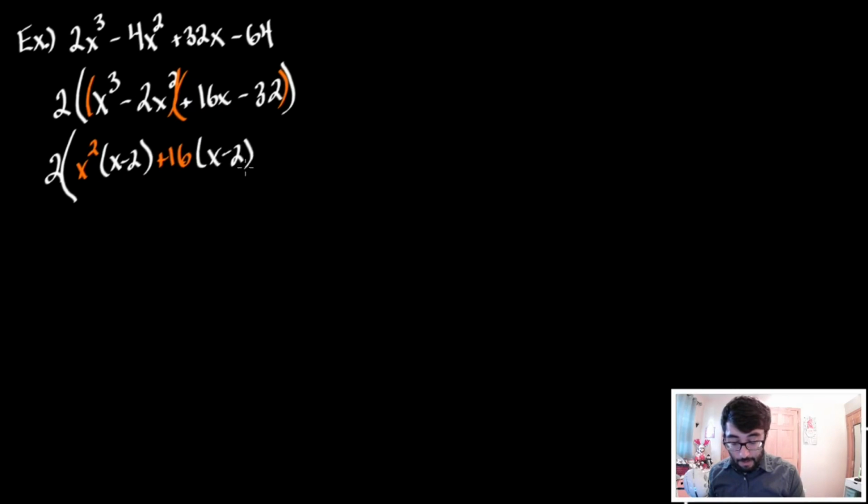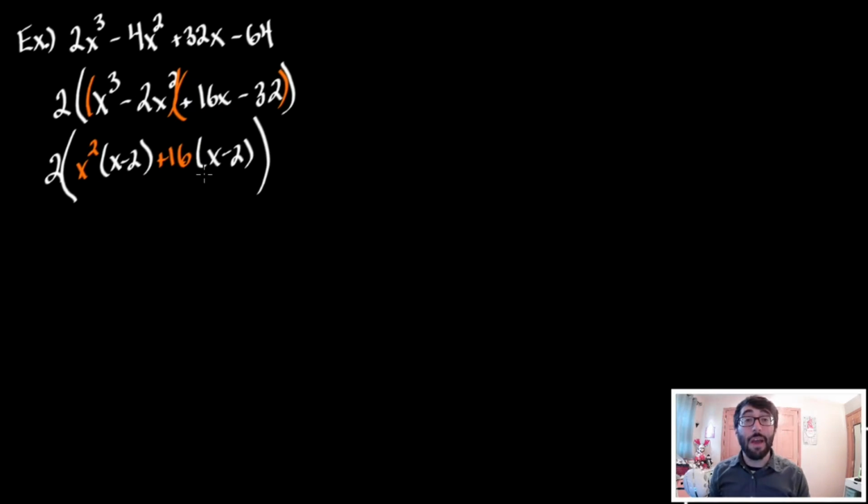But now we can factor by grouping, so I'm going to go ahead and group my first two terms here and my last two terms here, and I'm going to factor by grouping. So this 2 is just going to stay out in front, and we can factor out in our first group here an x squared. So when I factor out an x squared, that leaves me with x squared times x minus 2. And in the second group here, I can factor out a 16, a positive 16. And that leaves me with x minus 2.